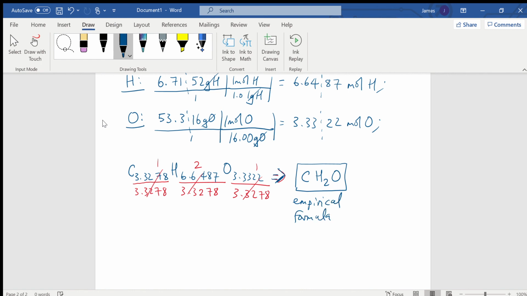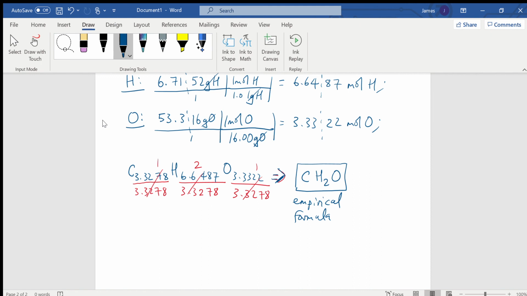Right? It's the 1 here, the 2 here, and the 1 here. We know it's empirical because we followed the procedure. We also can vet that it's empirical because that 1 to 2 to 1 ratio, there's no way to reduce that down any further and maintain whole integer numbers.